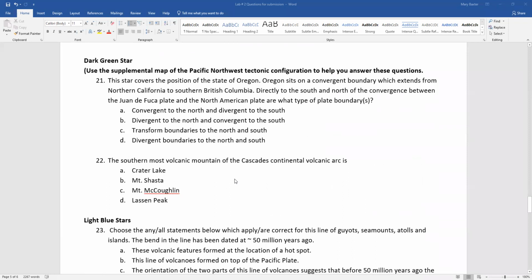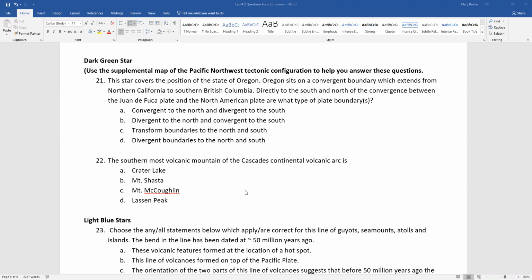Dark green star. Use the supplemental map of the Pacific Northwest tectonic configuration to help you answer these questions. This star covers the position of the state of Oregon. Oregon sits on a convergent boundary which extends from Northern California up to southern British Columbia. Directly to the north and south of the convergence between the Juan de Fuca plate and the North American plate are what type of plate boundaries? Okay, so this is not where the Juan de Fuca plate is going underneath North America. We're talking about to the north and the south.